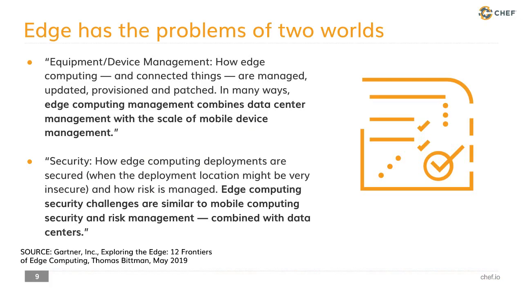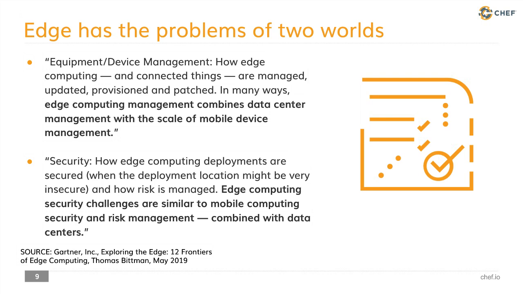So how do you be successful? Really at the edge, you have a couple of different worlds they're combining. This is another stat from Gartner. Edge computing management combines data center management with the scale of mobile devices. So you sort of have the worst of both worlds. You have this massive scale, even bigger scale potentially than a data center, but you don't have that tight control. It's not in a space where you have like keycard access. It's out in the world somewhere. Maybe people can unplug it or they can access it. They can steal it. How do you combine both these things?